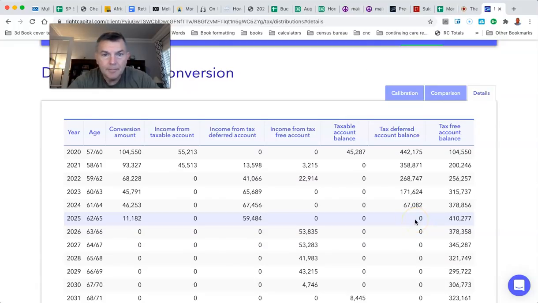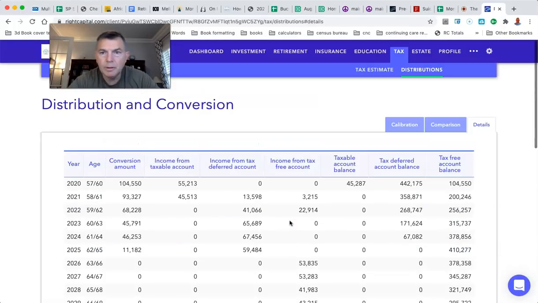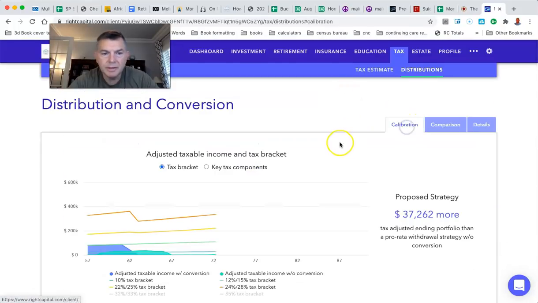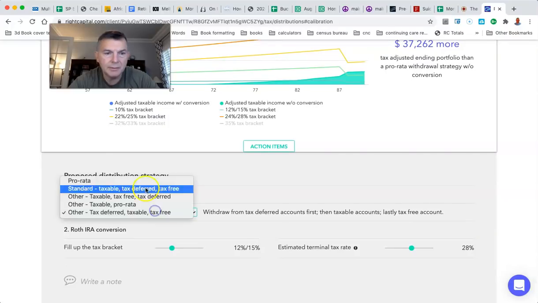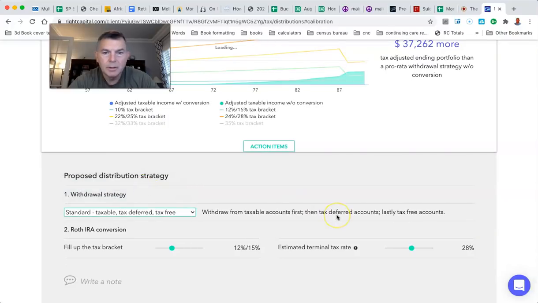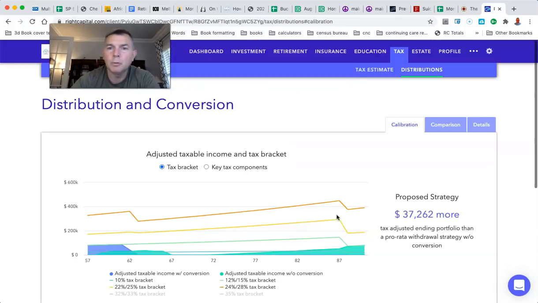All right, that looks pretty good to me. Yeah, but if they're going to do those conversions, I think what I want to do is not take the tax deferred money out. Let's just do standard. All right, so let's take a look here. In this case, we're going to pull the money from the cash account while we're doing the Roth conversions. And let's see what that looks like.